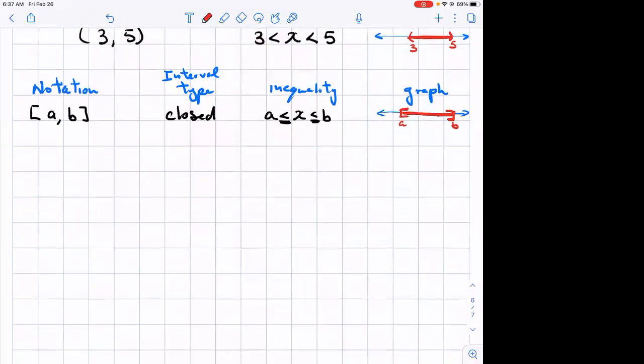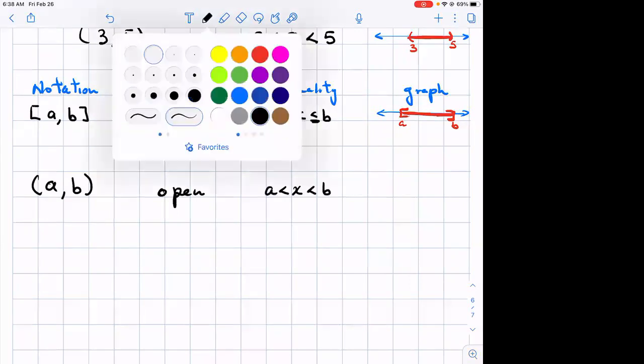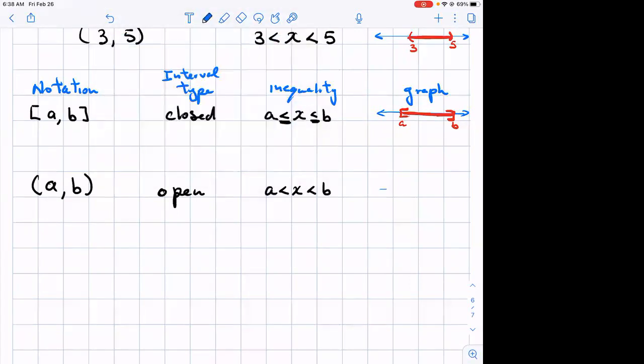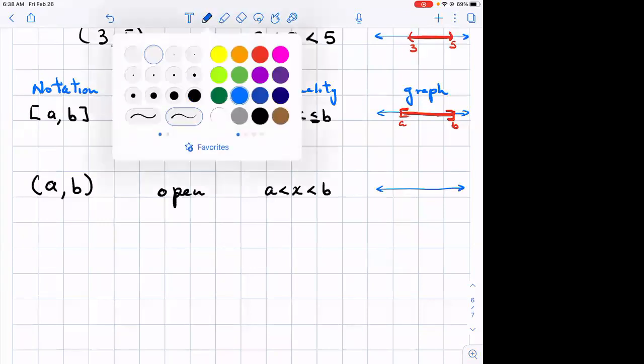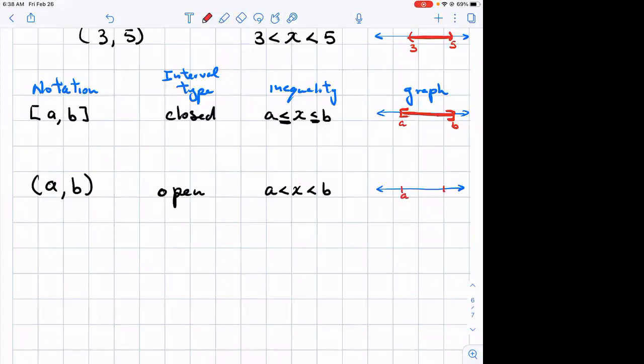We also have an open interval, and the open interval is the first one I did. A comma B. Notice we use parentheses. This is called an open interval. And here we have x is less than b, but greater than a. Graphically, here is a, here is b, and it's now open, so we use parentheses on both ends.